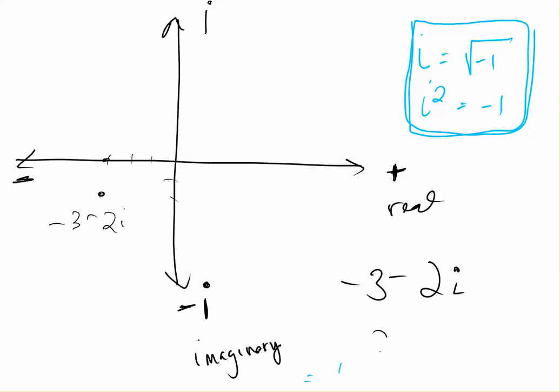What if we have, okay, 2 plus 2i? Well, 2 on the real, go up 2 on the imaginary, so this is 2 plus 2i. Okay, you also need to know how to add and subtract complex numbers. A complex number is like what I just showed you. It's any number in the form a plus bi.